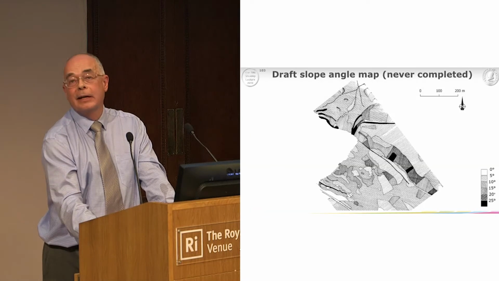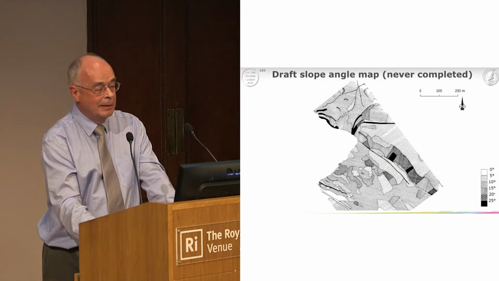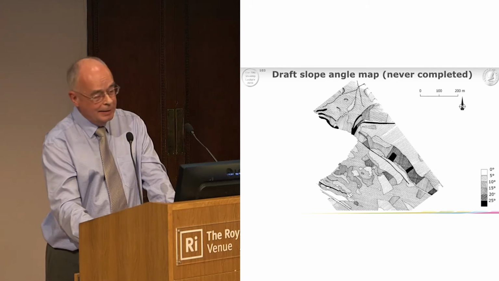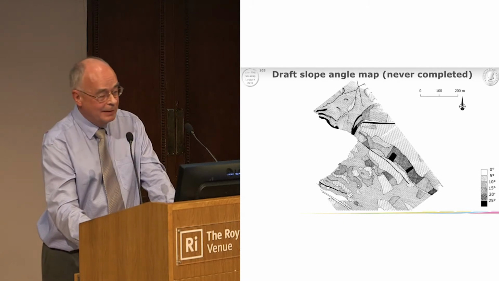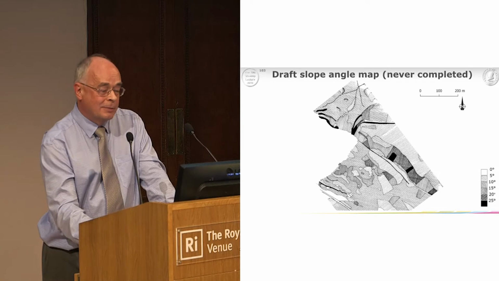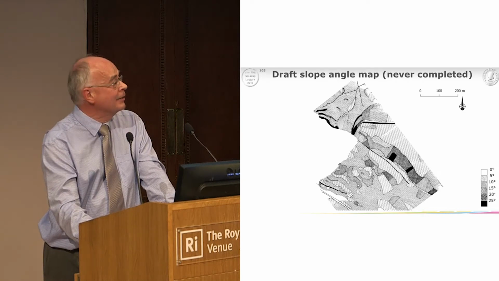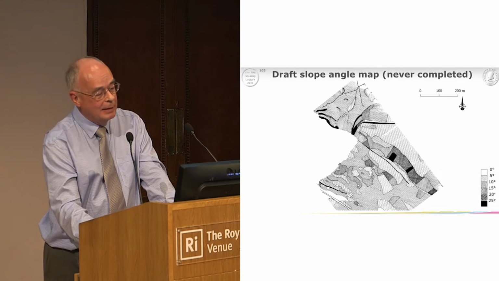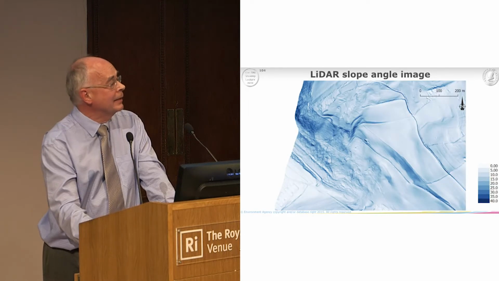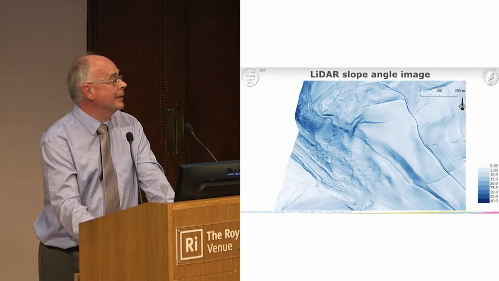And something else I tried, never completed, it was just a pain trying to draw this map by pen. There are some advantages to filling by AutoCAD. This was a slope angle map that I tried, and it wasn't getting anywhere, didn't really show much. But with the LiDAR data, you can actually produce a slope angle map with a few clicks of a mouse.